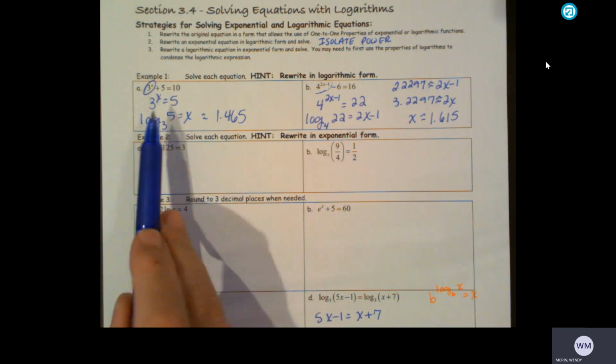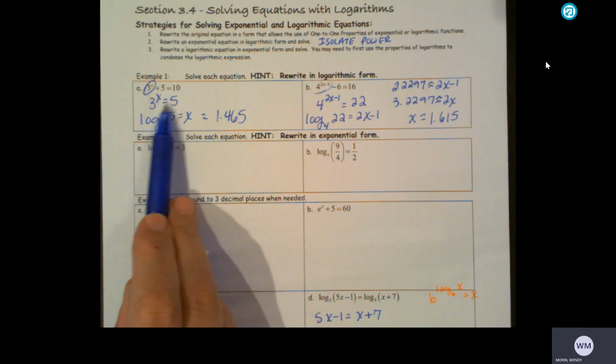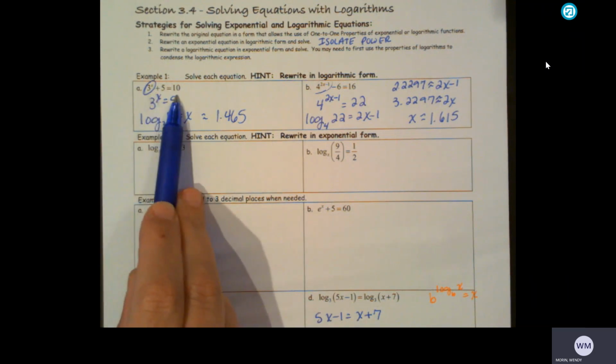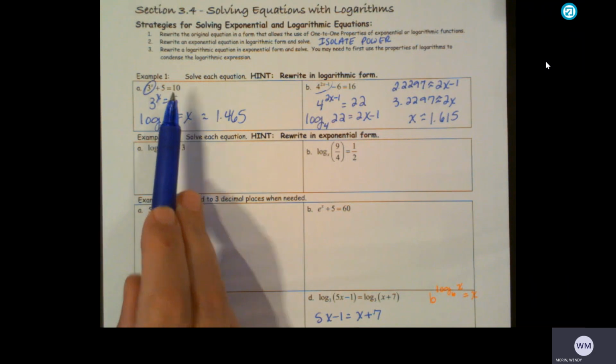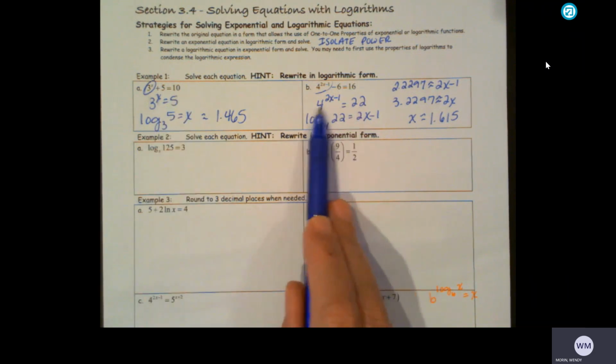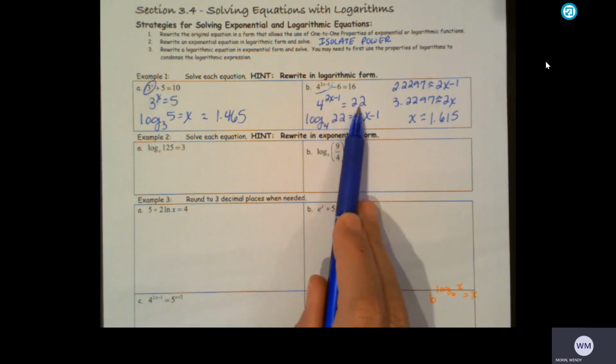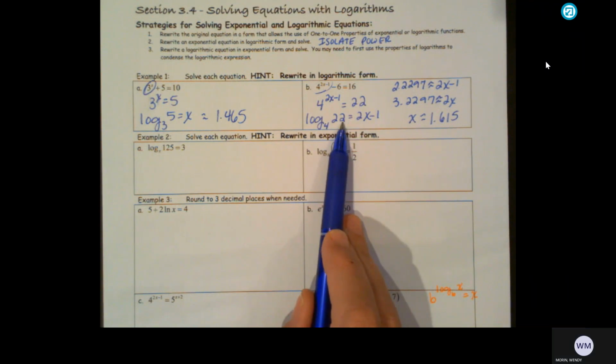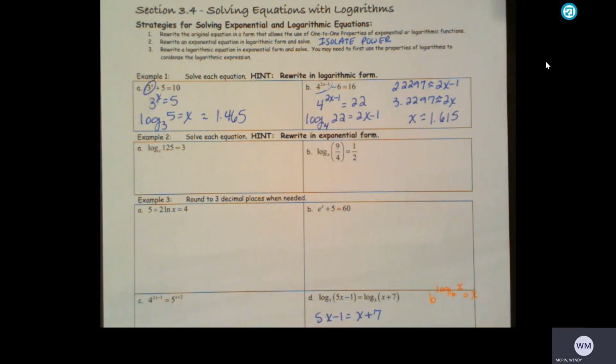Okay? So before, when we did these, we were able to make the bases the same and use the equality property with no calculator. There is no way to make these bases the same, so you can change them to log form and use your calculator. I recommend.